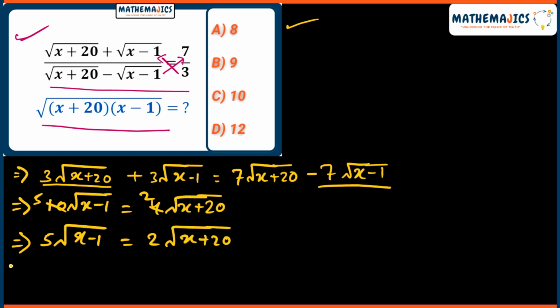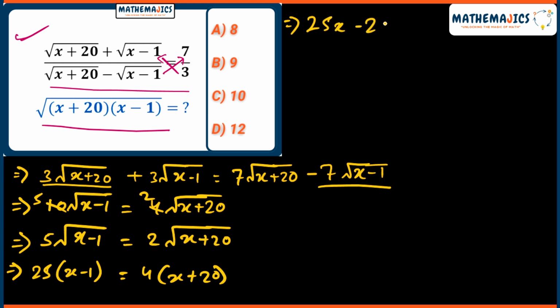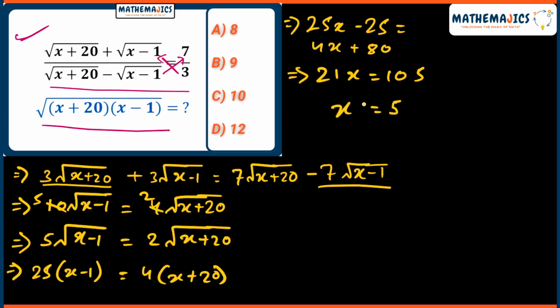Now we can square both the sides and we will get 25 times x minus 1 equals 4 times x plus 20. Correct. Further, we can simplify this. We will get 25x minus 25 is equal to 4x plus 80, which will give us 21x is equal to 105. That means x will turn out to be 5. x will turn out to be 5, but this is not the final answer.